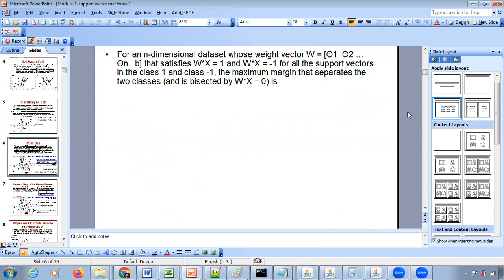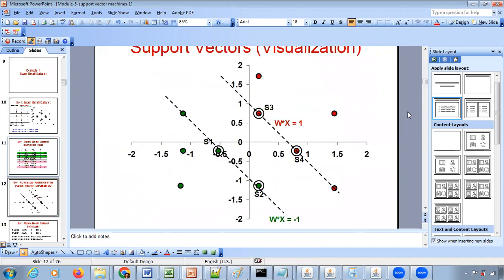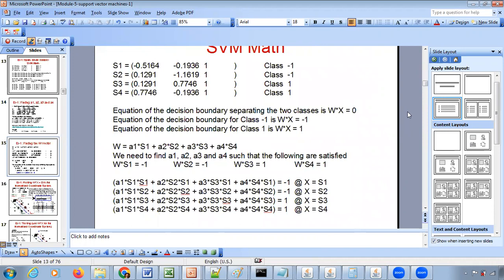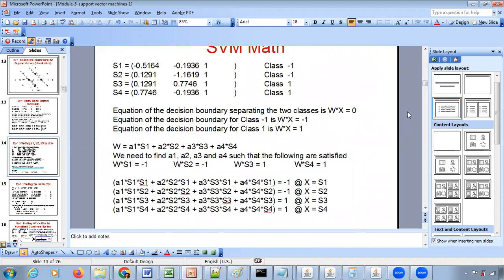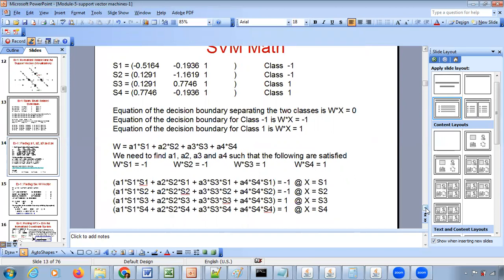And then we went through the spam email data set in detail, identifying support vectors and coming up with the normalized data set, and then going to the SVM math of forming the simultaneous equations involving the coefficients A1, A2, A3, A4, because we use 4 support vectors in this case. And then solving those equations using the online Gaussian elimination calculator.